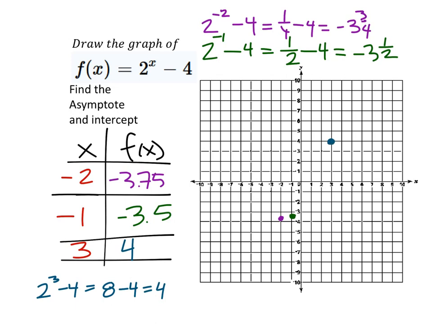Now we should also try to find the y-intercept. That one's not too bad, right? 2 to the power of 0 minus 4, which is 1 minus 4, which is negative 3. So 0, negative 3.